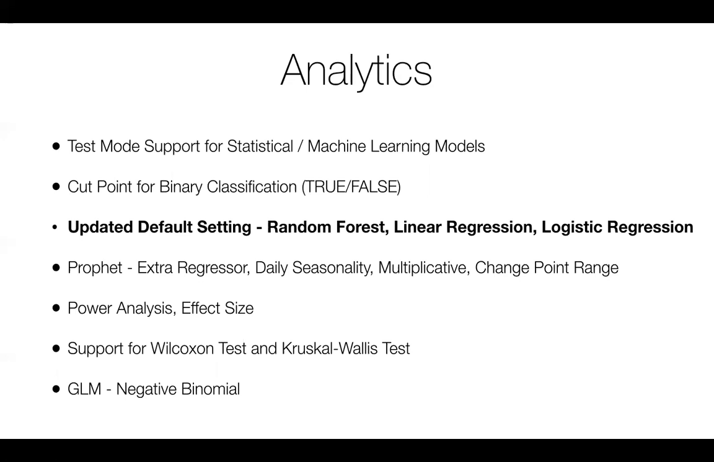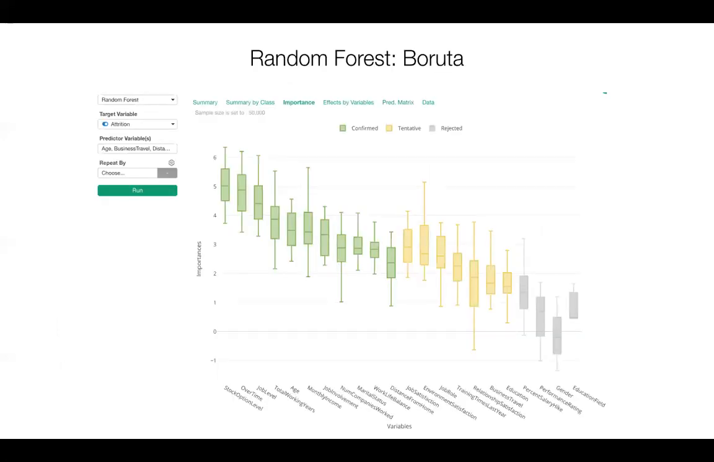Okay, so the next is not really a new feature, but we changed the default setting for random forest, linear regression, and logistic regression. For random forest, we had the Boruta setting. Boruta is about when you get the variable importance for random forest, you get kind of confused because there are two problems with the variable importance.